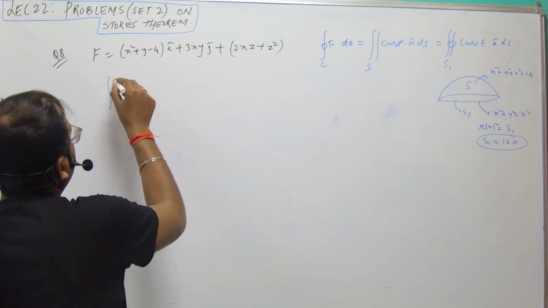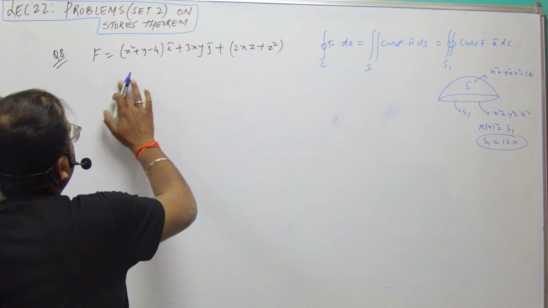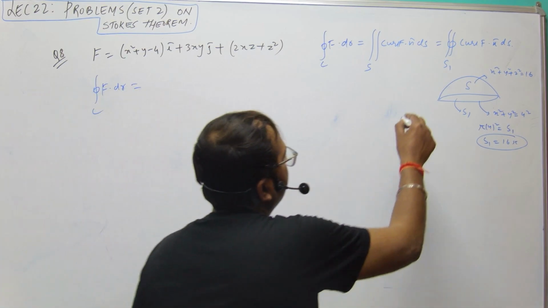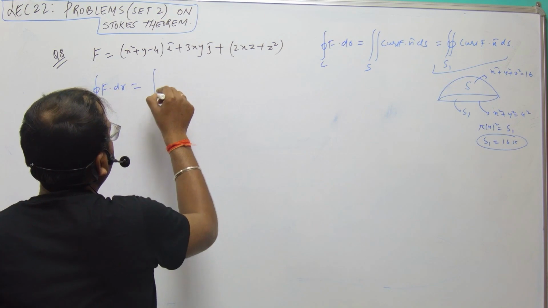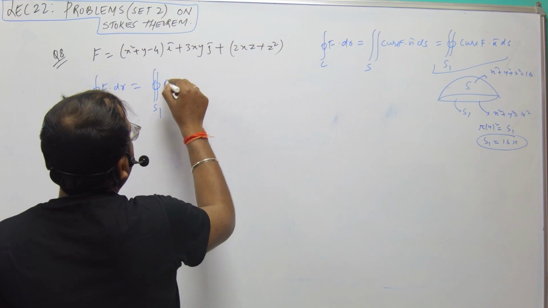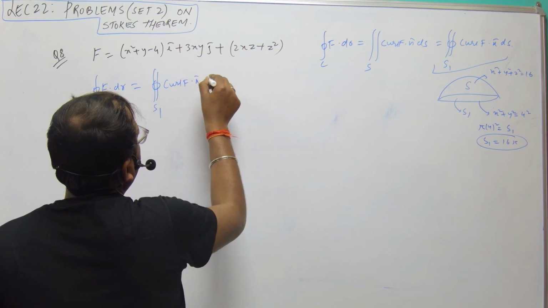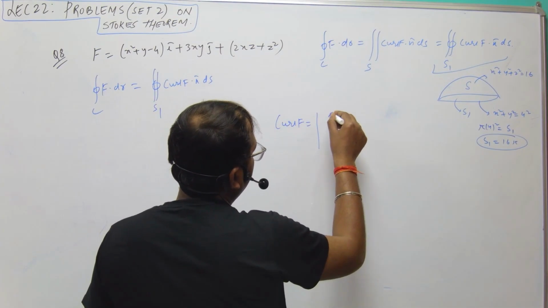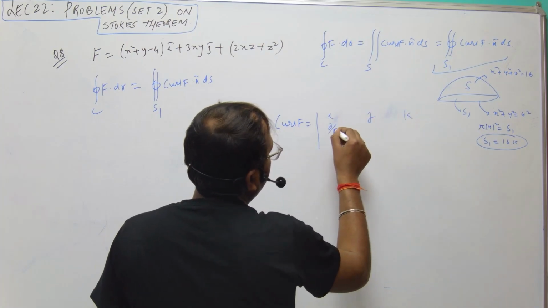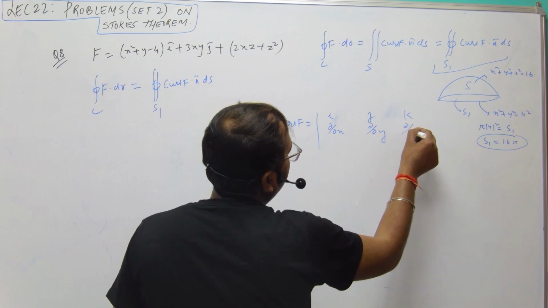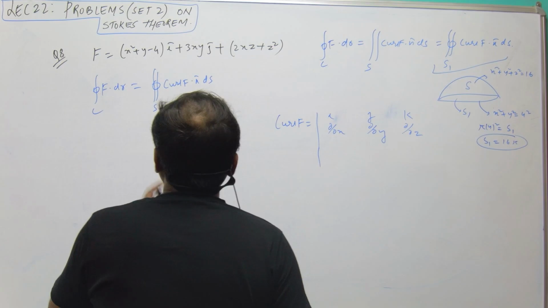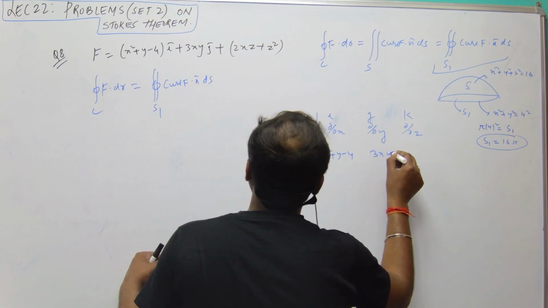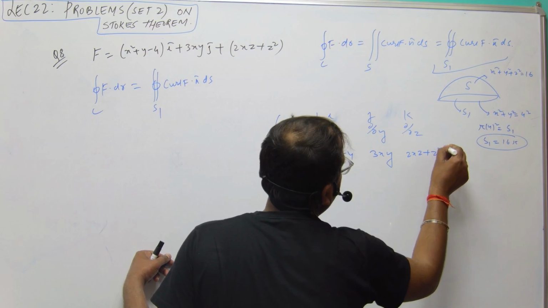So we have the integral of F dot dr along the curve C is equal to, let us write down this one, the integral along the surface S1 of curl of F dot k cap into dS. So let us find the value of curl of F. Curl of F is equal to the determinant with I, j and k; del upon del x, del upon del y, and del upon del z; then x square plus y minus 4, 3xy, and 2xz plus z square.